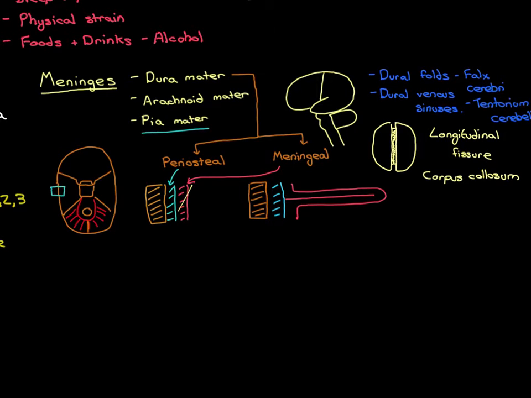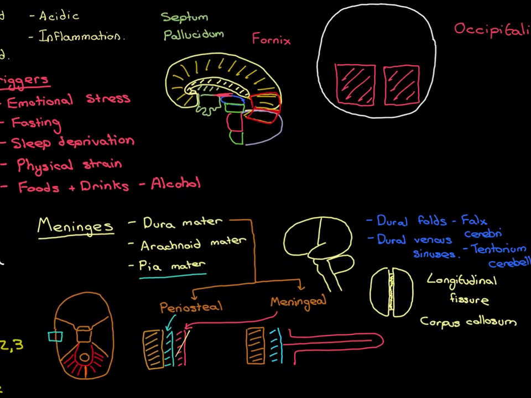The falx cerebri, which is where the midline sagittal meningeal dura mater of the skull evaginates downwards to form a dural fold that lies all the way along between the two cerebral hemispheres in the longitudinal fissure. So just getting my other picture back up. So remember, it's in this gap in between the two cerebral hemispheres.